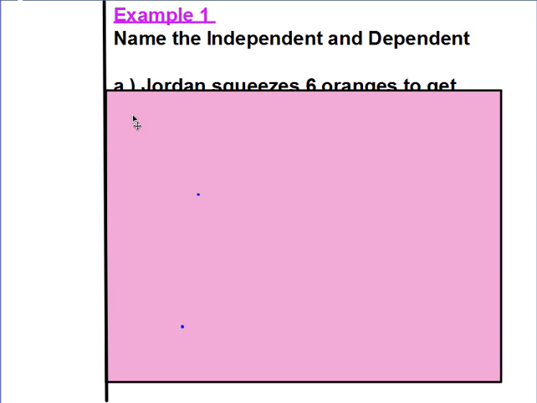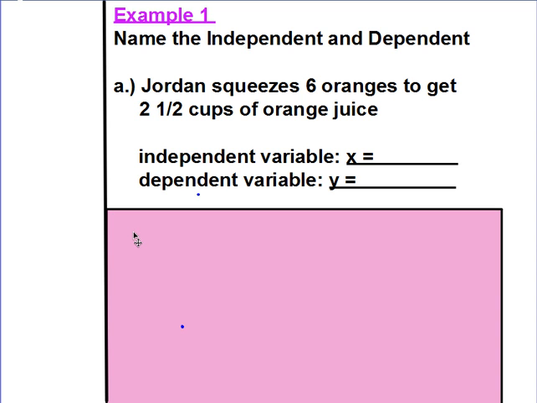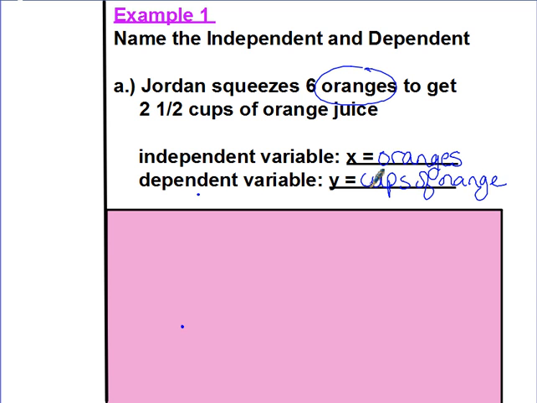Name the independent and the dependent. So we have Jordan squeezes 6 oranges to get 2.5 cups of orange juice. So let's start with the independent variable. The one we get to choose is how many oranges we get to squeeze. The one that gets affected by that is how many cups of orange juice. Another way I could say that is that the cups of orange juice I have depends on how many oranges I squeeze. Okay, let's try another one.